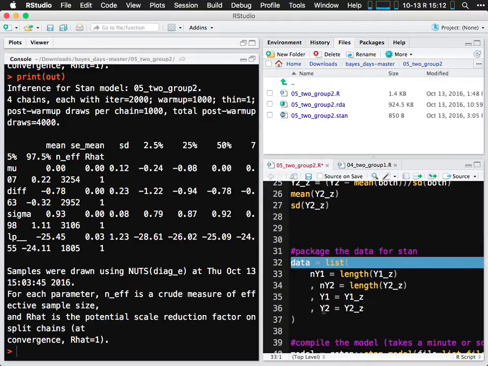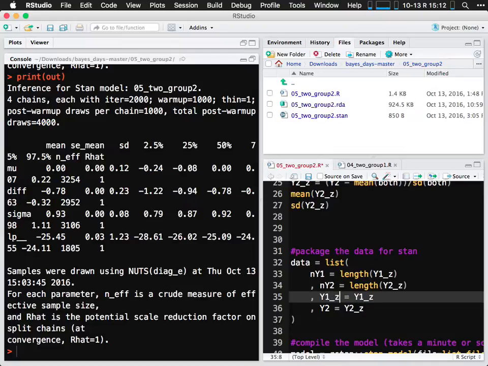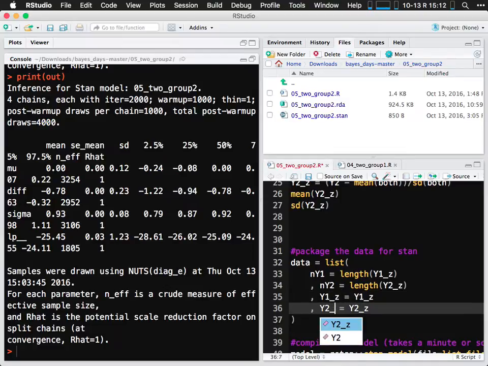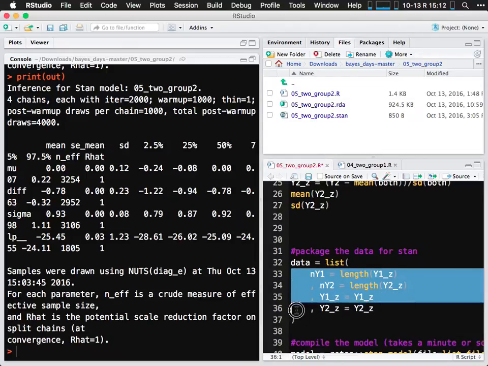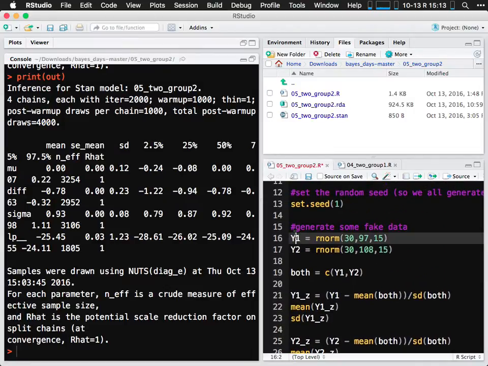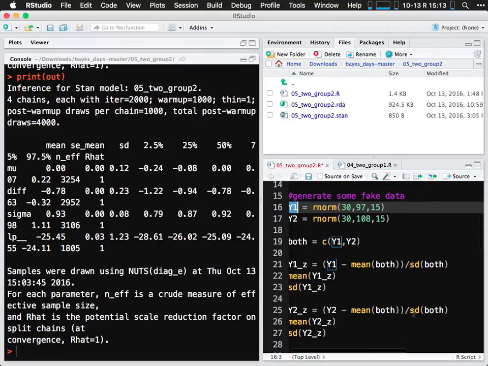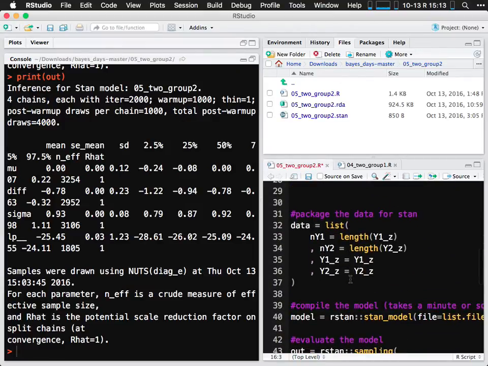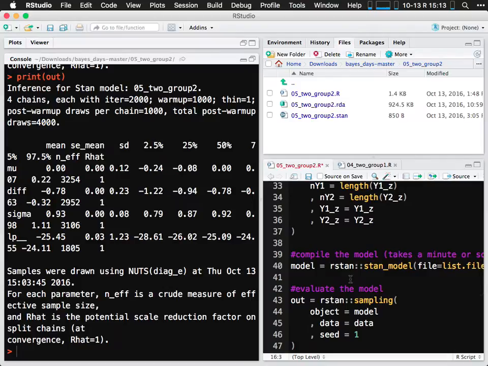data equals list, and a couple of you had it as Y1Z and Y2Z. So it looked in this list for something called Y1. It didn't find it. It should have failed then, but it didn't. It found Y1 out here that you created in your general workspace. I'm going to make a little note to complain to the Stan folks, because that is not safe behavior.